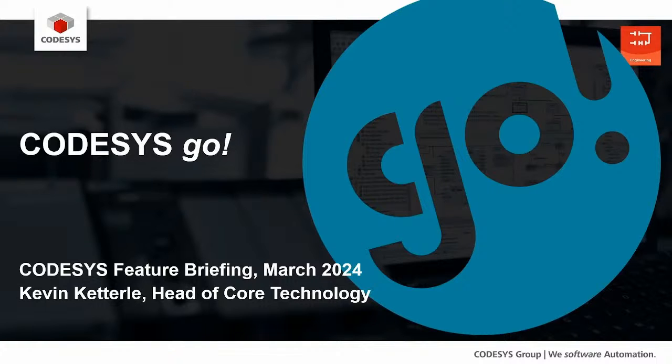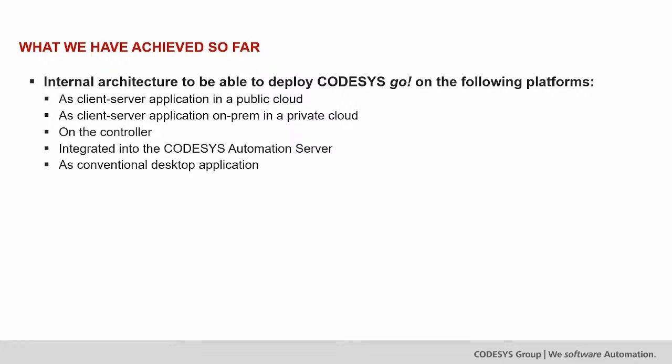In this very short presentation, I would like to show what we have achieved so far, what we are currently working on, and where we want to be at the end of this year. Platform independence is an important feature of CODESYS Go. I have listed the possible deployment scenarios on the slide. As things stand today, we have an architecture that supports all the deployment variants listed. The on-prem client-server variant and the variant on the controller, namely a Raspberry Pi, are actually running in the daily test environment.